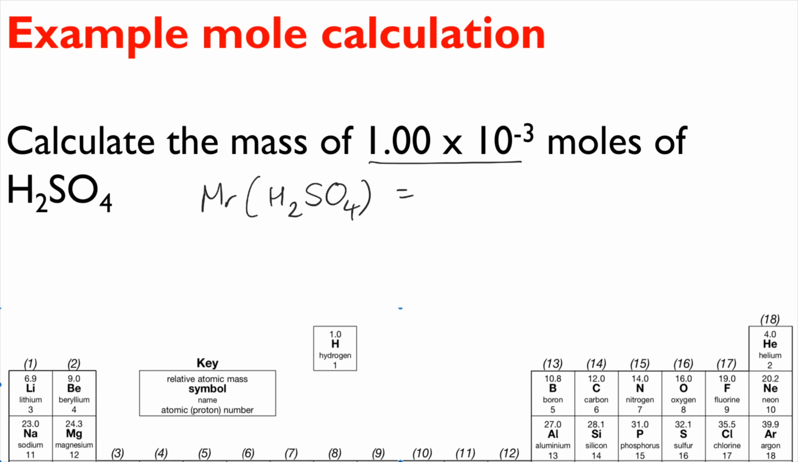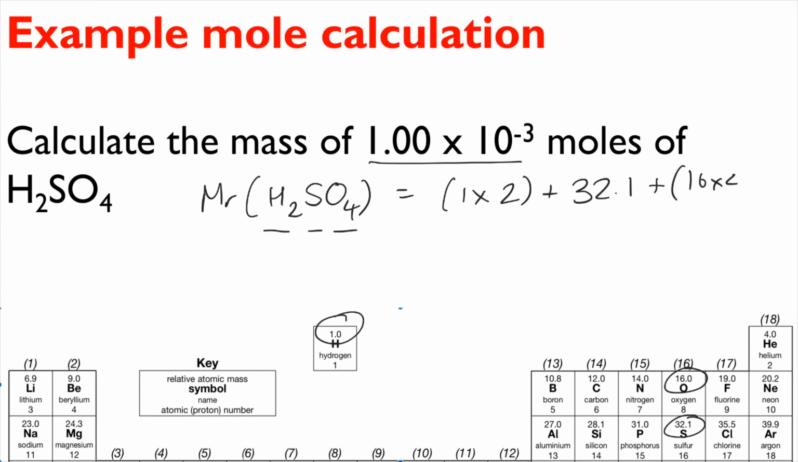So this tells us that there are 2 hydrogens, 1 sulfur and 4 oxygens. So we find the relative atomic masses of them. Hydrogen is 1 and there's 2 of them, and we're going to add that to sulfur, which is 32.1, and we're going to add that to 4 lots of oxygen. Each oxygen is 16. That gives us 98.1.